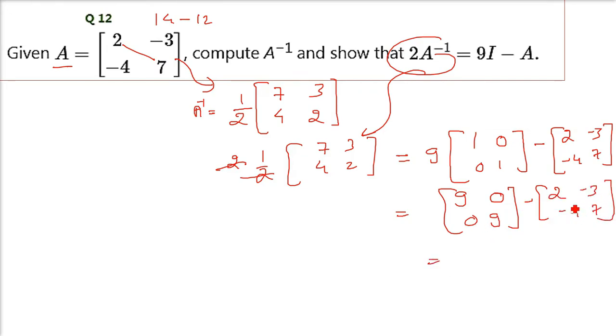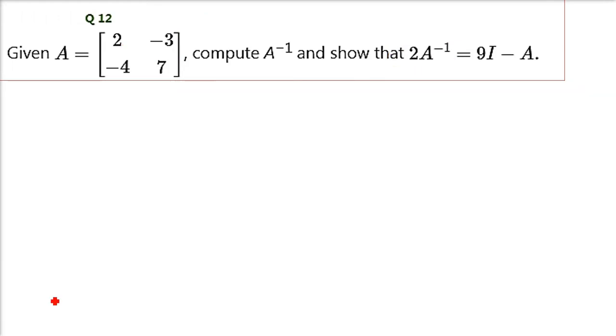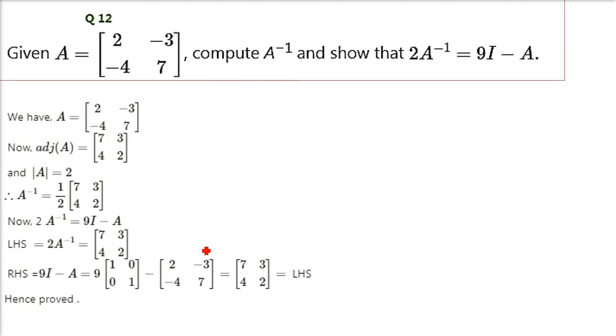9 minus 2 is 7, 0 minus of minus 3 is 3, 0 minus of minus 4 is 4, 9 minus 7 is 2. Okay, these two are exactly similar. This is how we have to do it. This is just an explanation and the logic of how we have to do it, but this is how you have to do it in your examination. These are the steps you have to write. LHS, RHS, you have proved this, all you have to write.